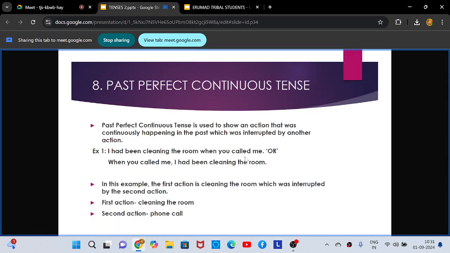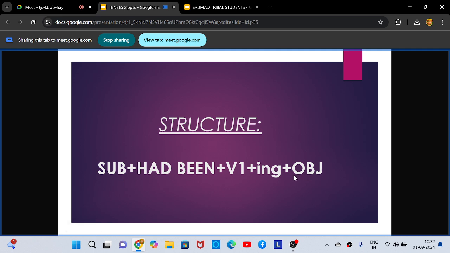All right. So we completed, and this is the structure of past perfect continuous tense. Subject plus had been plus V1 plus ing plus object. Present perfect continuous la we had subject plus has or have been plus V1 plus ing plus object. This is past perfect continuous, so it is subject plus had been plus V1 plus ing plus object. The only difference between present perfect and past perfect is there you are using has or have, but in past you are using had. That's all. That is the only difference. Okay, அது ஒரே ஒரு difference தான். அங்க has or have யூஸ் பண்ணதுக்கு இங்க had யூஸ் பண்றோம், அவ்வளவுதான்.